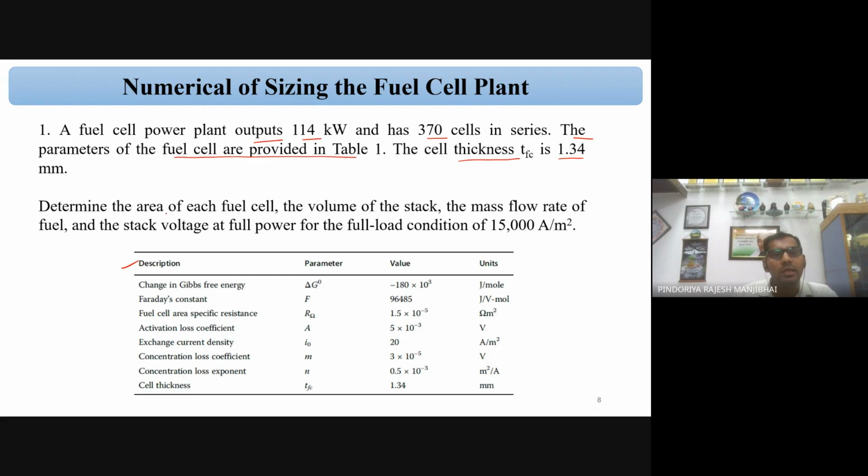Now we have to determine the area of each fuel cell, the volume of the stack, the mass flow rate of the fuel, and the stack voltage at full power for the full load condition of 50,000 ampere per meter square. So the first parameter is the area of each fuel cell, then the volume of the stack, the mass flow rate of the fuel, and finally, the fourth one, the stack voltage.